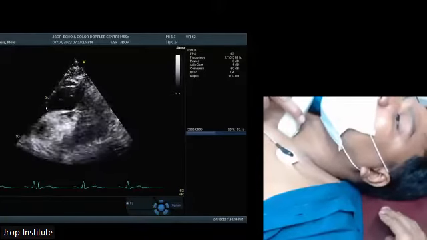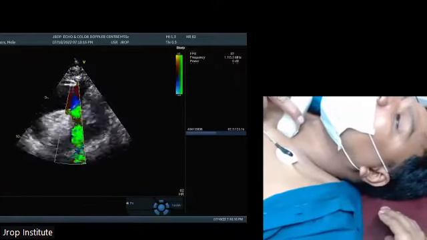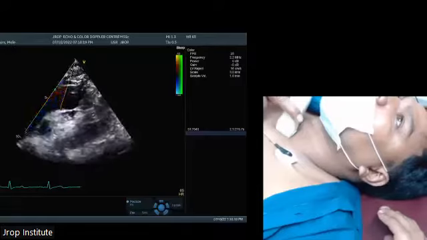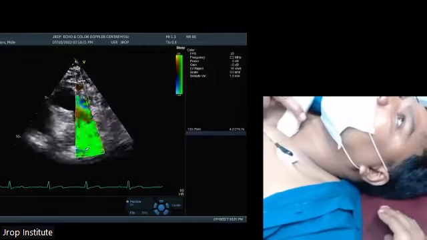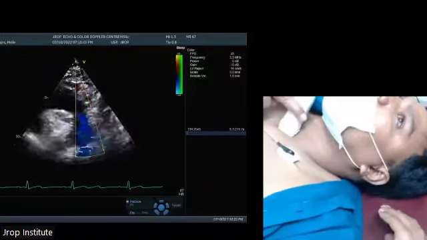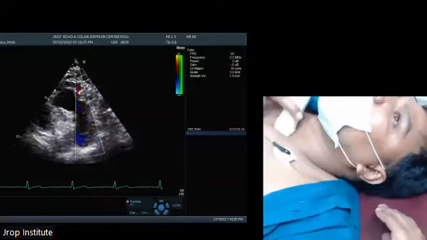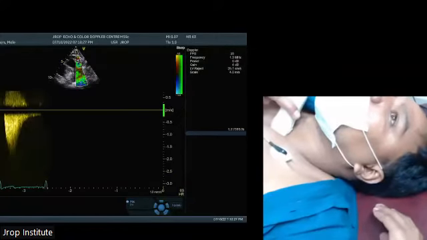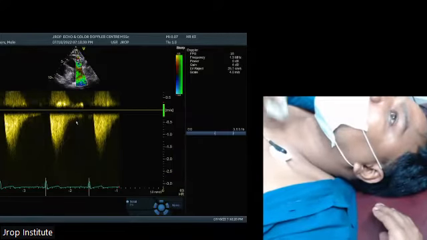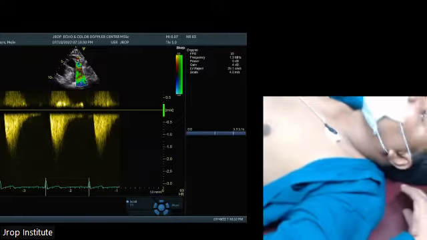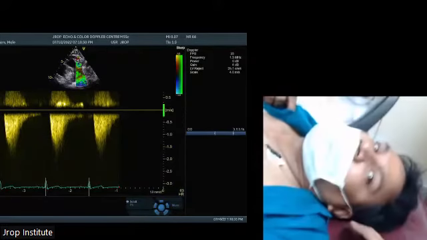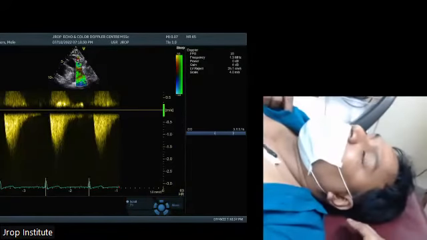Right? I can switch on the colors to show you. This is ascending aorta and this is descending aorta. All right. I hope you are able to get clarity about the various views.